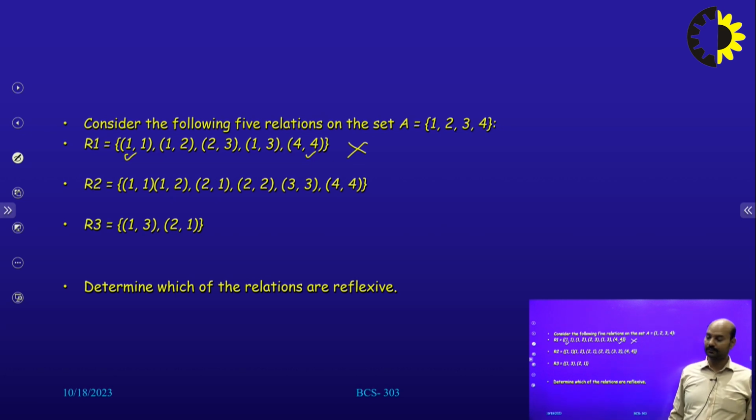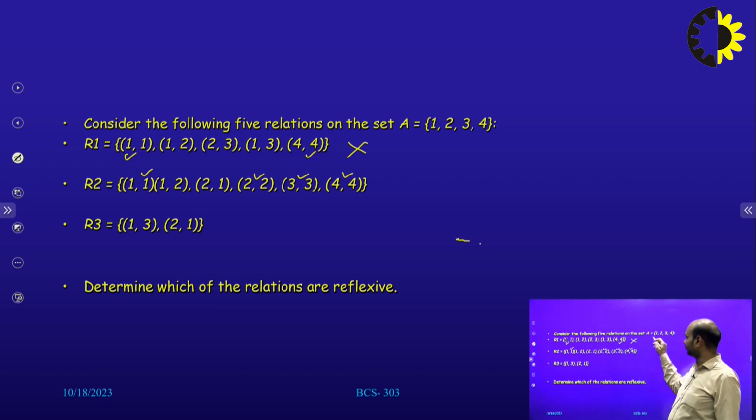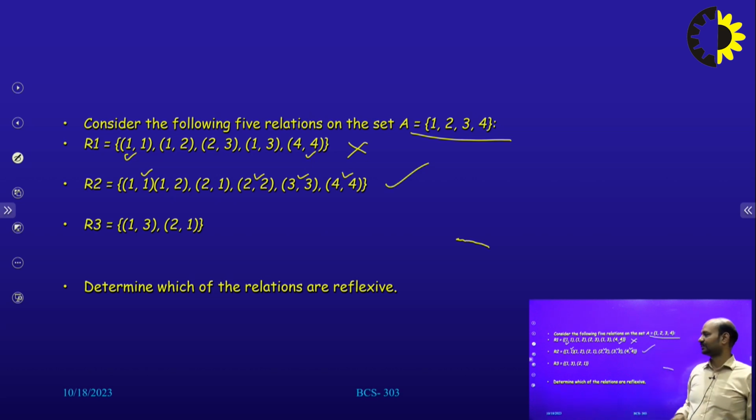Then what about R2? (1,1) is present, (2,2) is present, (3,3) is present and (4,4) is present. It means all elements of this set are related to themselves, so this relation is a reflexive relation. What about R3? (1,1) does not belong to the relation, (2,2) does not belong, (3,3) does not belong, and (4,4) also does not belong to the relation. So this relation is not a reflexive relation.